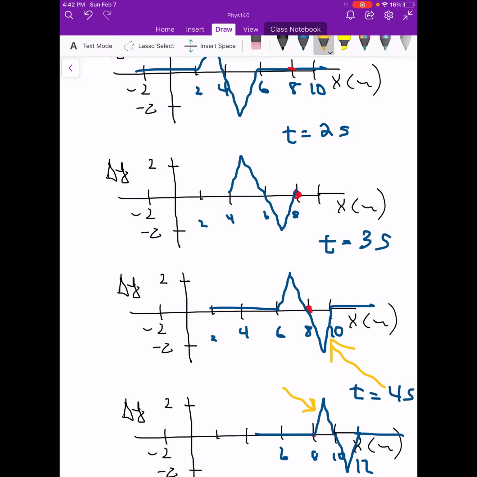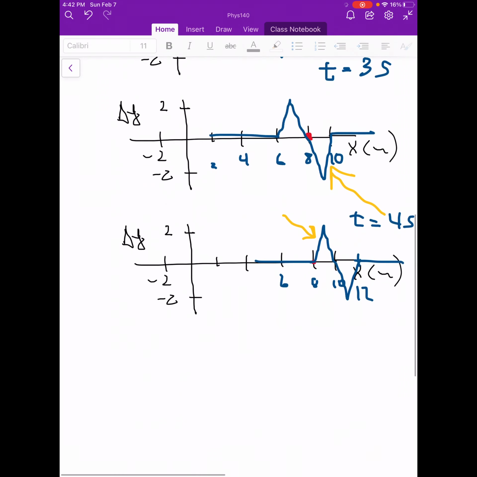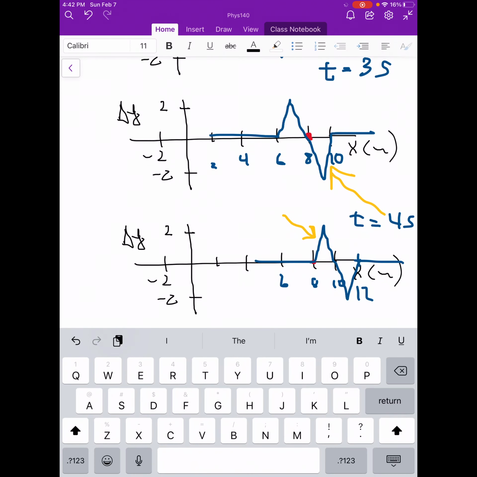Okay, so if we want to now draw a graph of, let's see, I've put in some more graphs here.